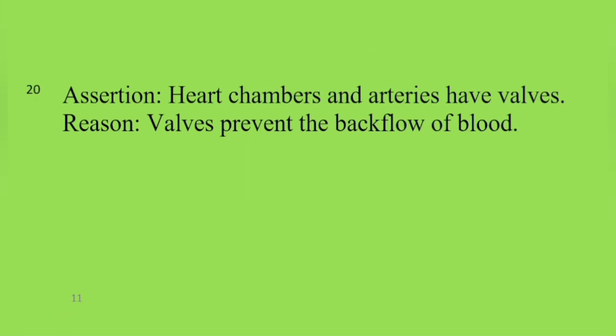Assertion: heart chambers and arteries have valves. It is a wrong statement. Heart chambers have valves, but veins have valves, not arteries. Reason: valves prevent the backflow of blood. Yes, that's a correct statement. So we can say option D, assertion is wrong, reason is correct.